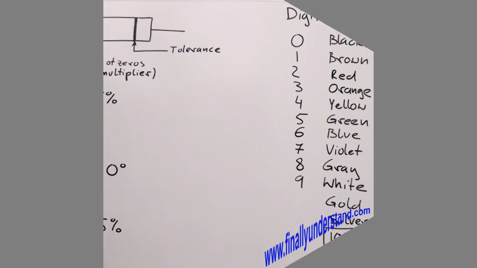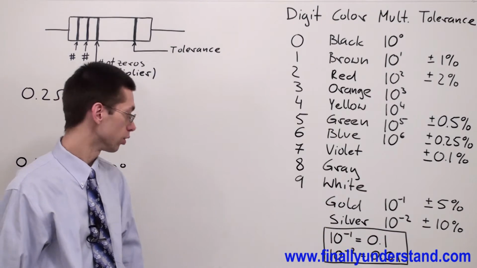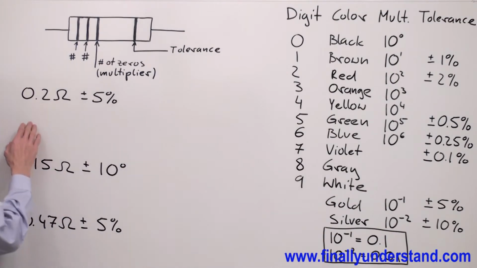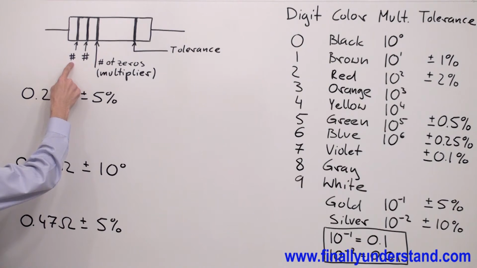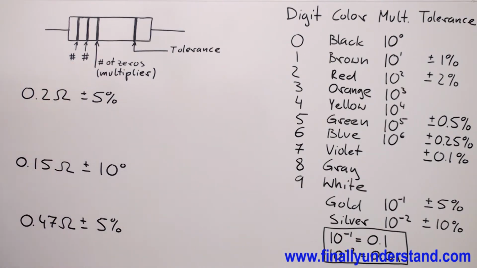This time we're supposed to determine the color bands for the following resistors. Please notice that all of them have resistance less than 1 ohm. You're supposed to keep in mind that the very first digit on the resistor cannot be 0. How are we supposed to solve this problem?